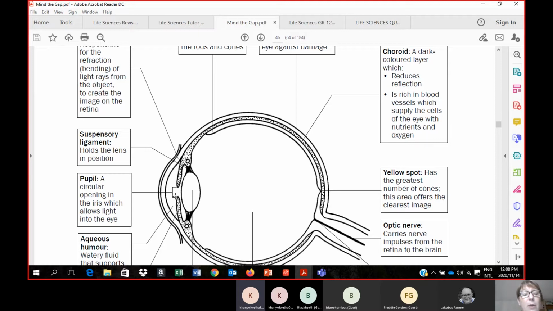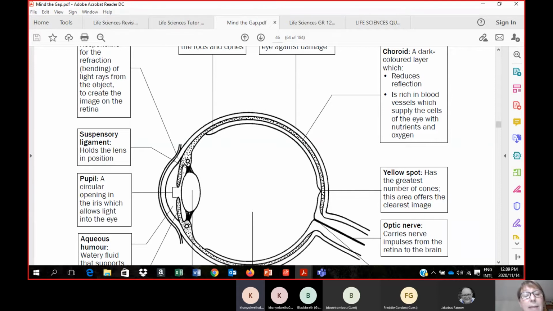So if you look into bright light, if it's very sunny outside and you look into bright light, obviously this pupil needs to constrict. It needs to get smaller, otherwise it's going to damage the retina. And then at night, when the light is very dim, the pupil needs to dilate or get bigger so that more light is able to enter the eye.